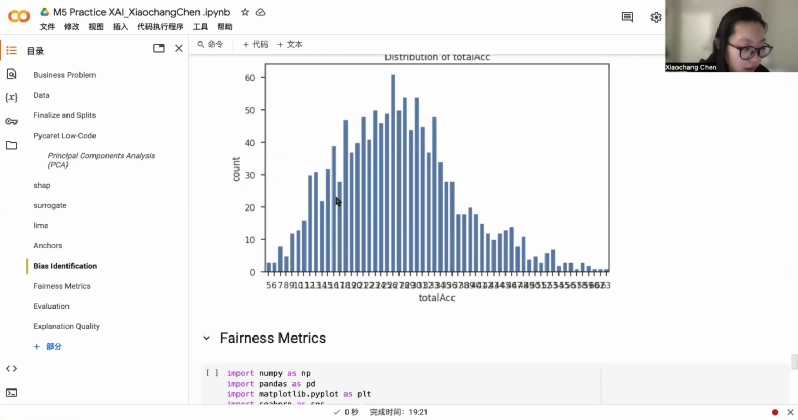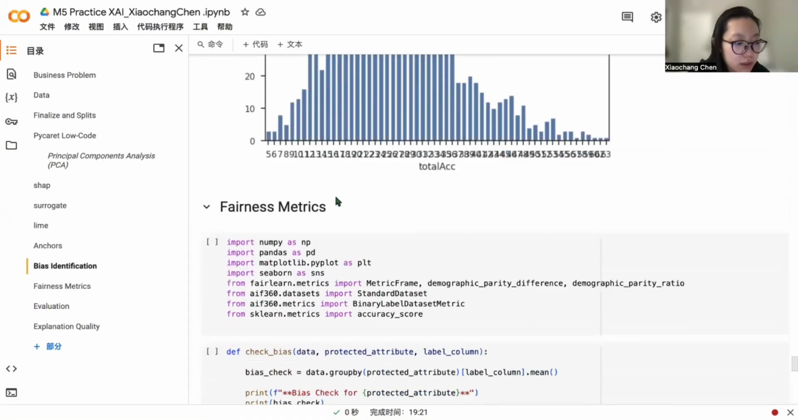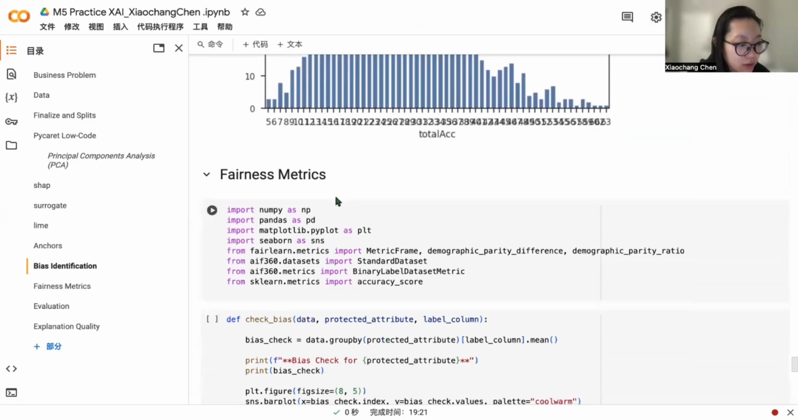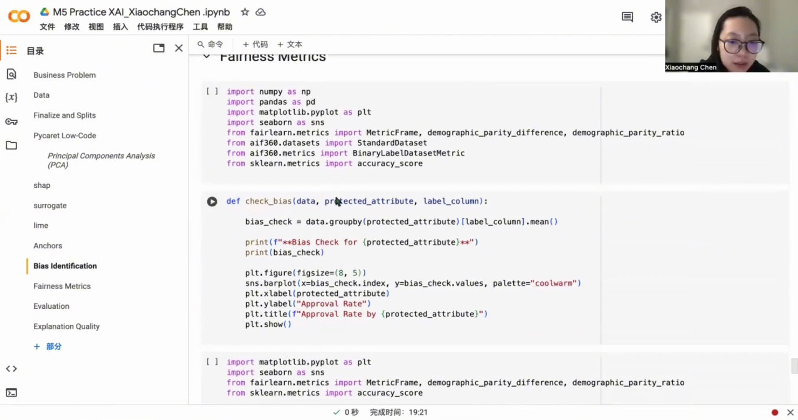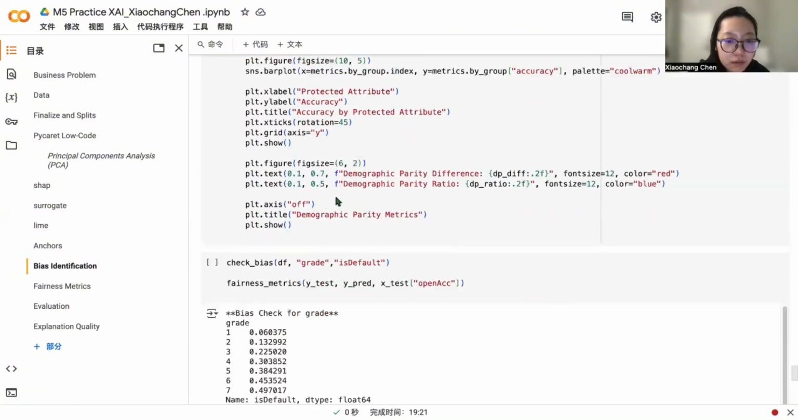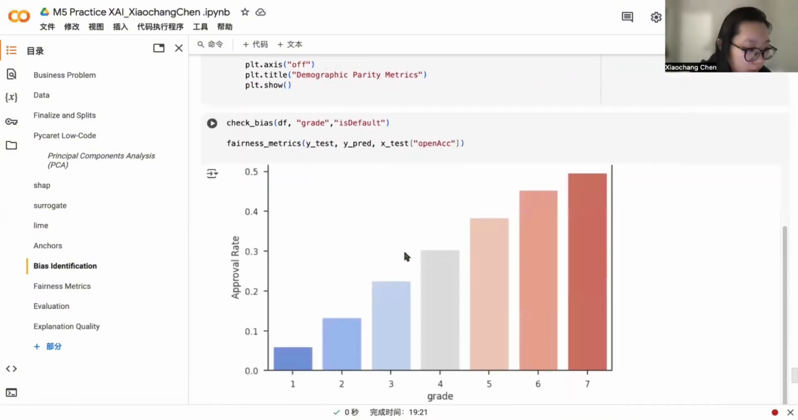Number three, about demographic parity. Are loans distributed fairly? We ran demographic parity metrics to check if one group was getting more loans than others. The result shows clear disparity. Certain groups consistently got fewer approvals. If we were deploying this in a real bank, this could create serious ethical and legal issues.